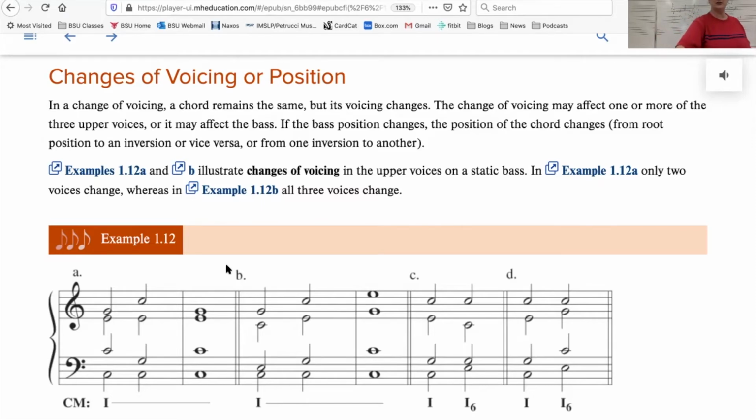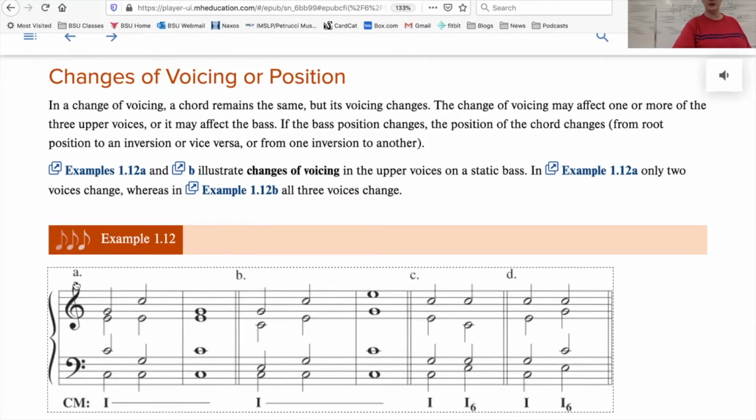So, for instance, the tenors in this first example, example 1.12a, have a little bit of a bigger leap going from C down to G, but G was already part of the chord that they were singing first, so skipping down from the C to the lower G is not a big deal.